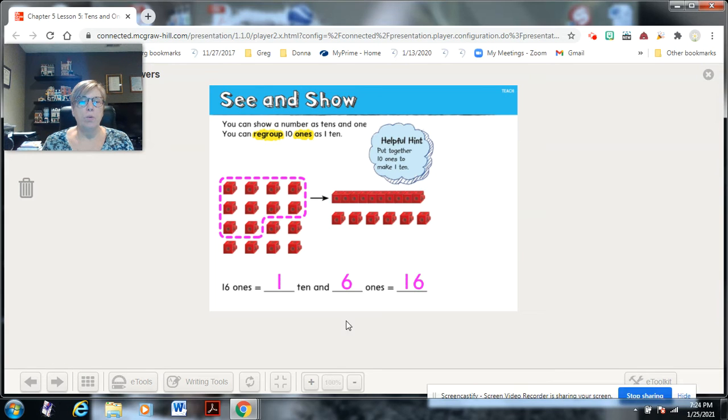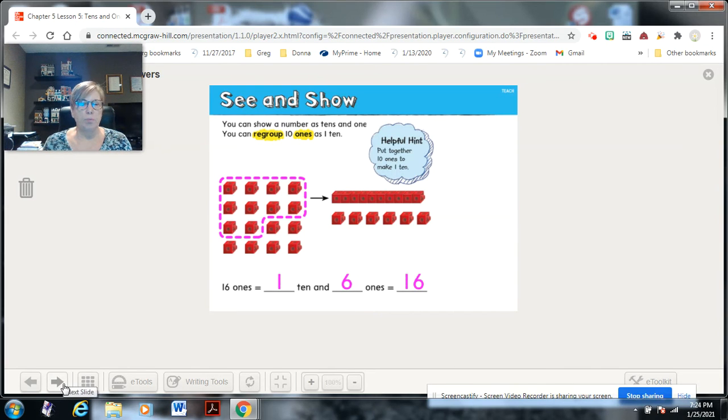Okay, so here we go. We'd have to write it out. 16 ones, that's what this is, equals 1 10, 6 ones, and it equals the number 16.